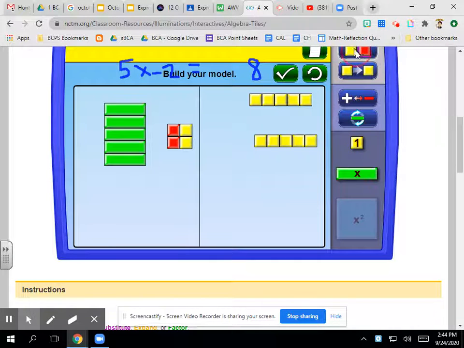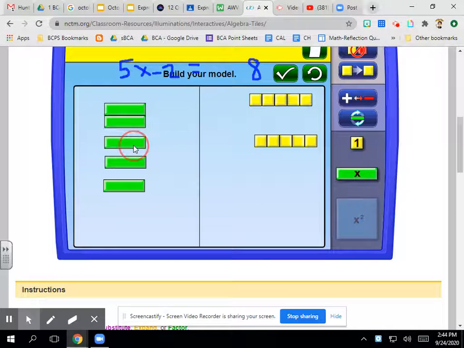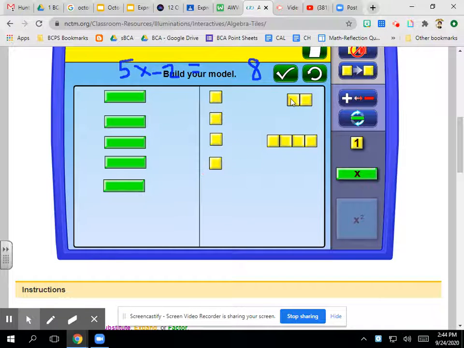Okay, now we can cancel out our 0 pairs. Goodbye, goodbye. And I'm left with 5 x's on this side, excuse me, and then I've got what appears to be 10 on this side. So let's divide it into 5 even groups, because I've got 5 x's on the left side.